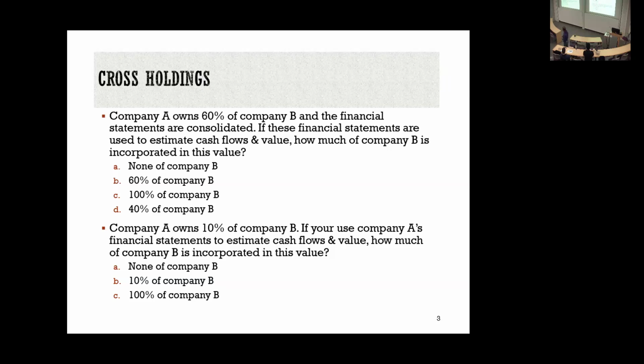Let's take another exercise. Let's suppose company A owns 10% of company B. Now, what will I see in the financial statements? Anytime you're not consolidating, where does the number show up? Below the operating income line, which means when I do my free cash flow to the firm, I'm going to completely miss it, which means I have a lot of mopping up to do.